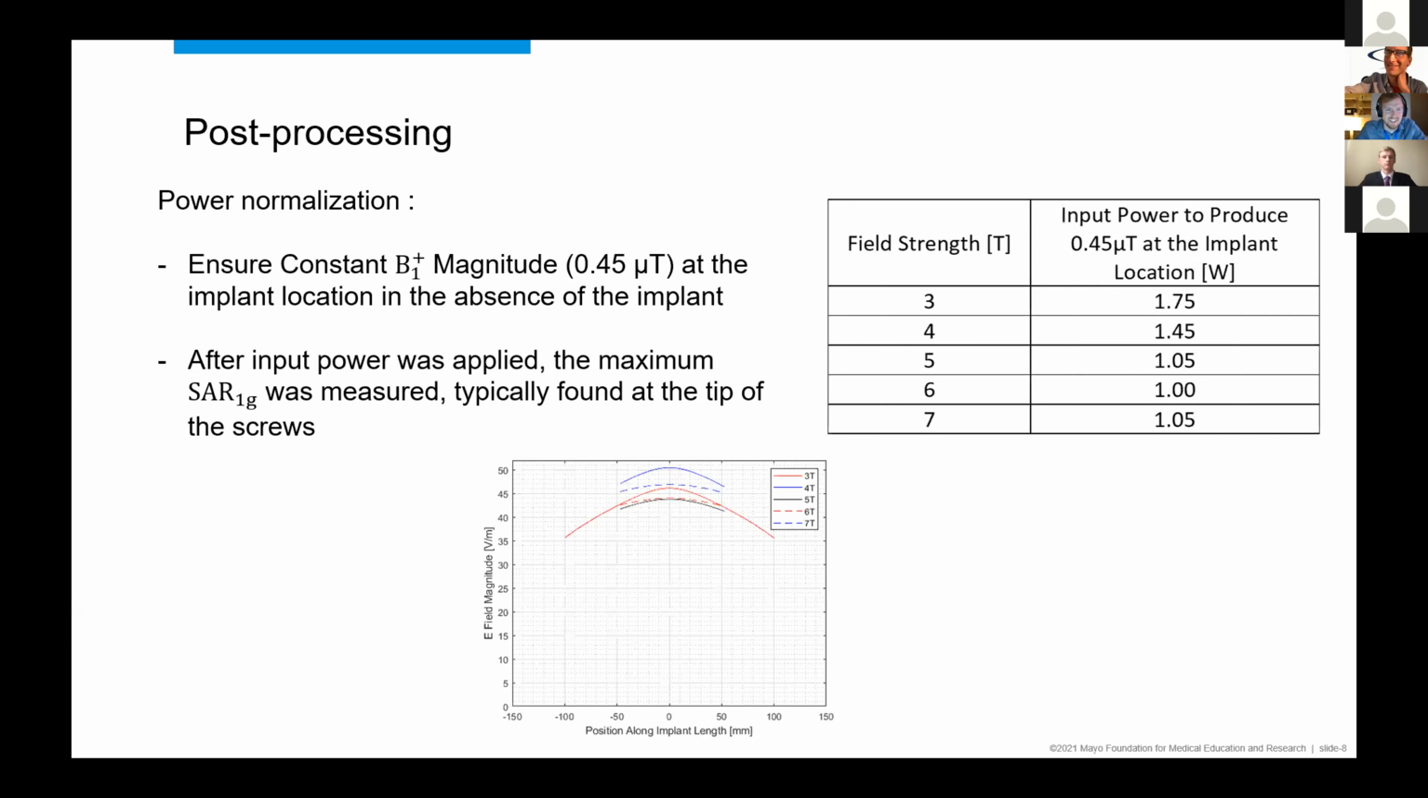So after we determined our input powers, we applied those input powers to each dipole antenna specifically to determine the 1 gram SAR that was measured typically at the tip of the screws. One thing to note is this graph in the bottom center of the slide here, which shows that the actual E field magnitude was not as constant as we would have hoped along the length of where our implants would have been. This was something we wanted to be able to confirm, but it didn't really play a huge role in our actual results. Next slide, please.